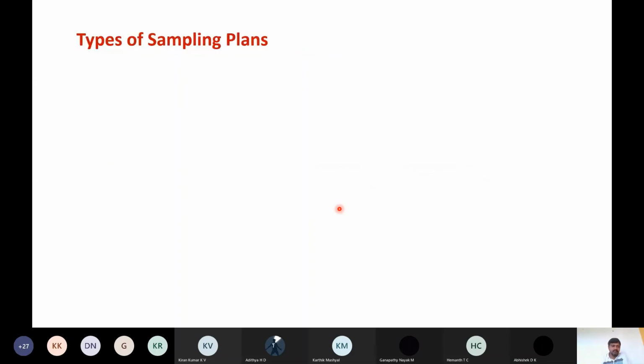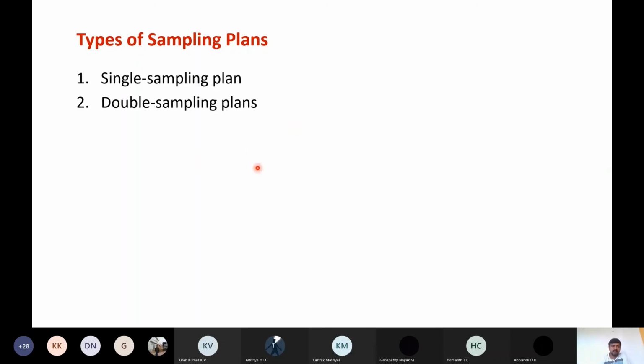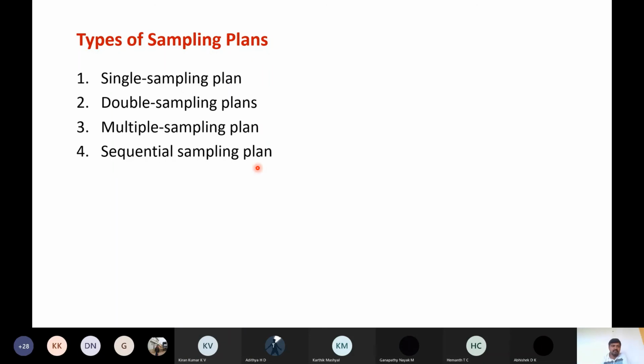Okay, next, types of sampling plans. There are 4 types of sampling plans: single sampling, double sampling, multiple sampling, and sequential sampling plan. Single sampling means you are making a judgment based on samples chosen once. Double sampling means you are making a judgment after taking samples twice.